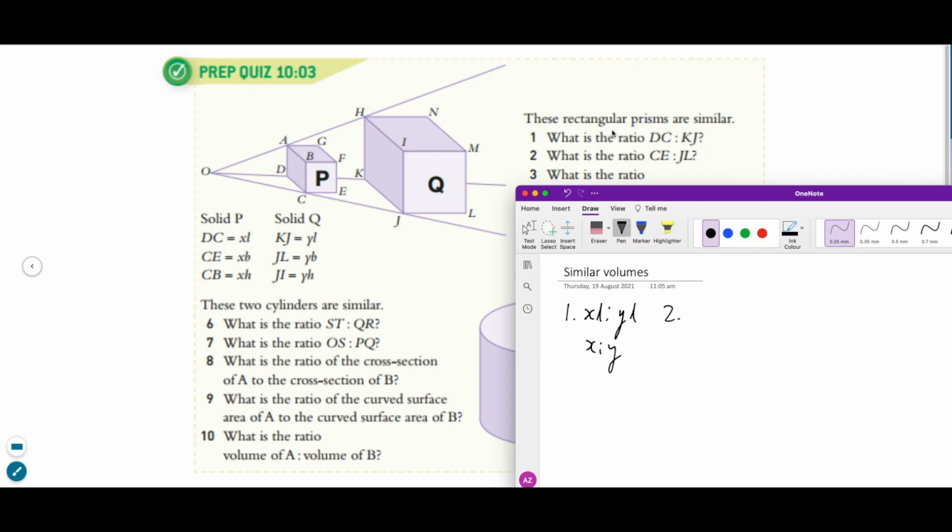Question 2, what is the ratio of CE to JL? CE to JL, well, that's probably going to be the same. So XB to YB. And divide B to both sides, you get X to Y again.